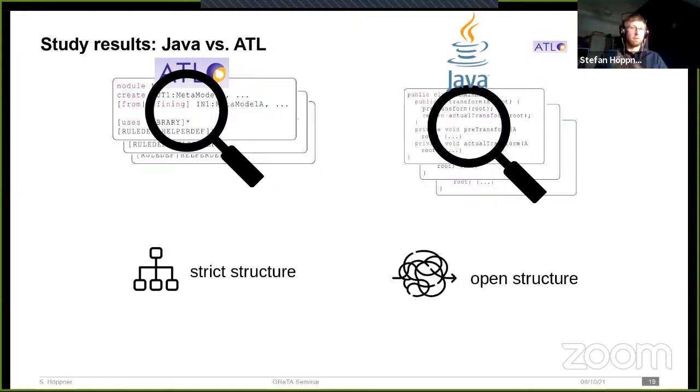Java doesn't have this kind of structure, right? Java has methods and Java has statements. And how you use your statements within your methods is completely up to you. You can mix transformation code within your method with other control flow and other things. So there's less of a strict structure in your Java code.